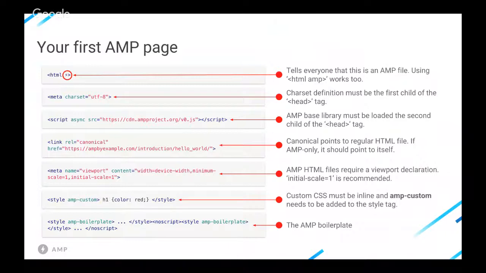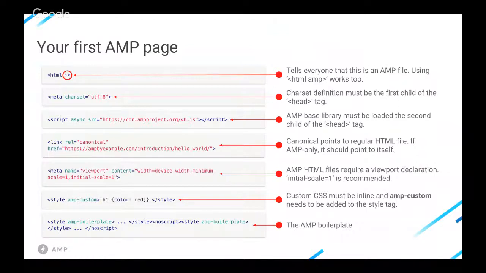Now we're coming back to the canonicals. So that we know there is an AMP page, you need to add a canonical that points to the regular HTML file. That's very, very important, so that we know, okay, there's an HTML file, but we also know there's an AMP file, so that we can pick up the correct page when we crawl your site.